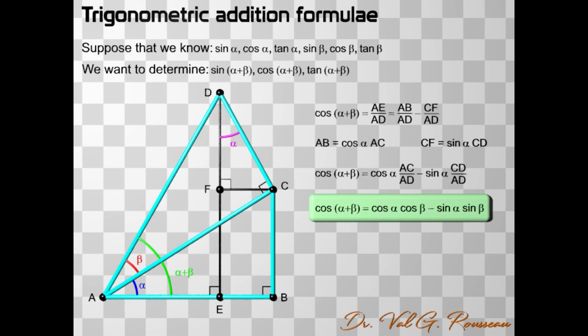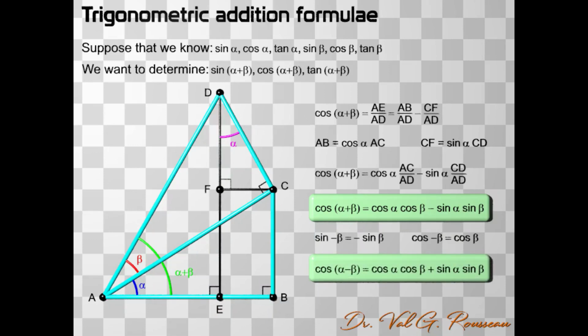As before, we can easily obtain the formula for the difference by replacing beta by minus beta. As a result, cosine of alpha minus beta equals cosine alpha cosine beta plus sine alpha sine beta.